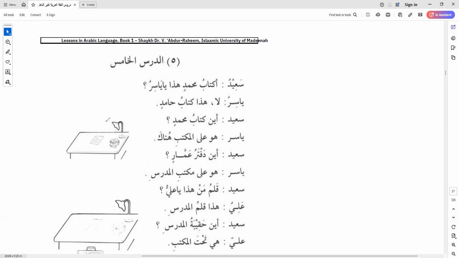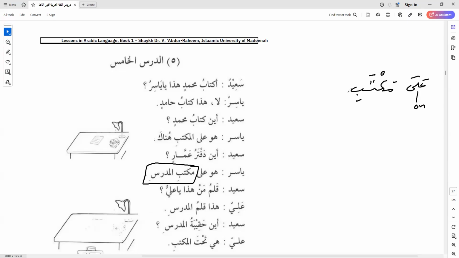Let's see, Yasser is saying أين دفتر عمار؟ Sa'id is saying, and then Yasser answers: هو على المكتب، على المكتب المدرس. Now this is a different variation, right? Look at it. مكتب. Now على is on. It's a preposition. So you can see that it has changed the end vowel of the maktab to maktabi.